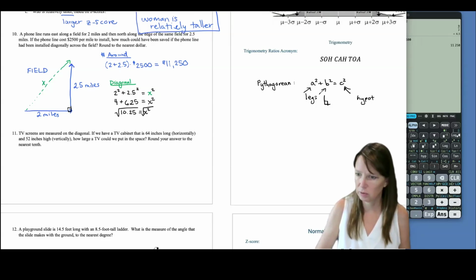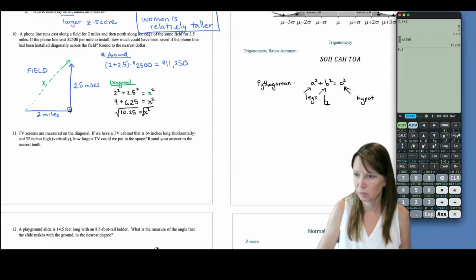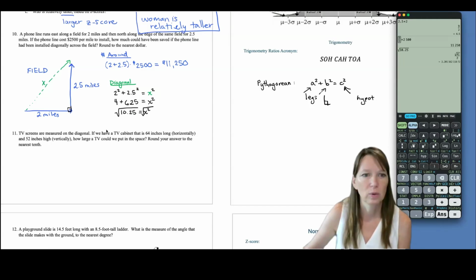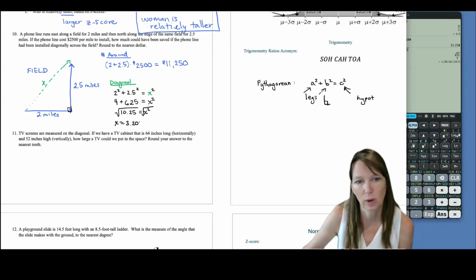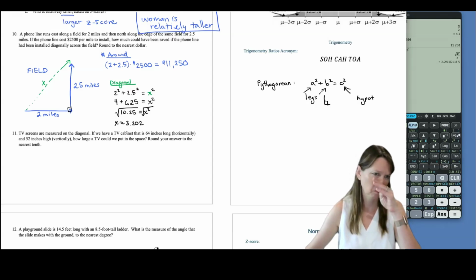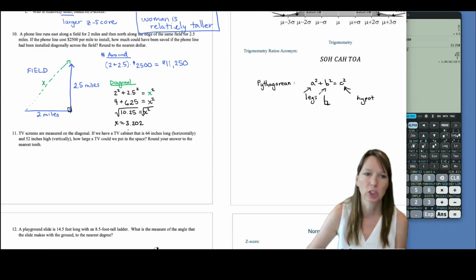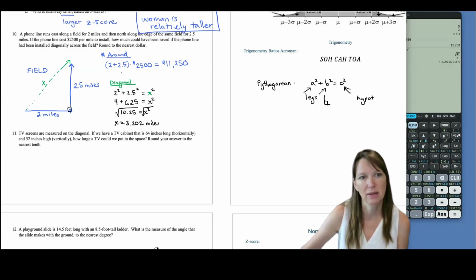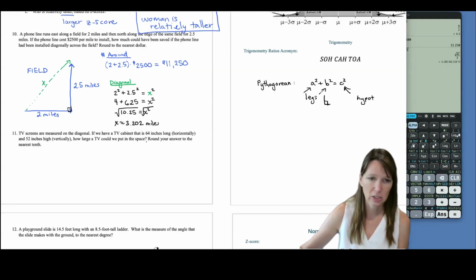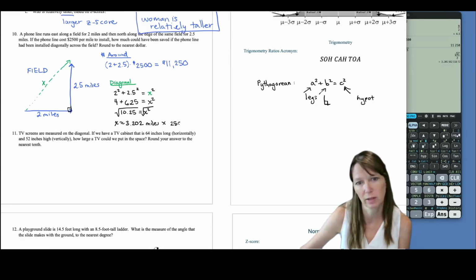And the primary root of 10.25 equals 3.201, or 3.202 if I keep it to 3 places. I'm going to just keep that in my calculator. That's my miles. Notice I saved more than a mile because it was 4.5, so I should be saving more than $2,500 off of this. I'm going to multiply that by 2,500.